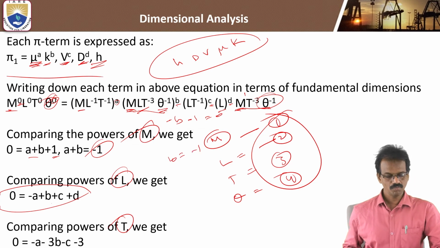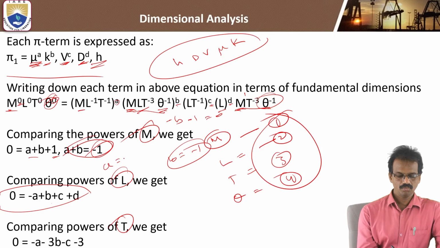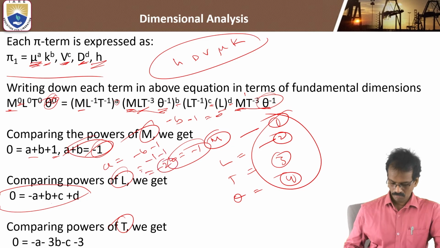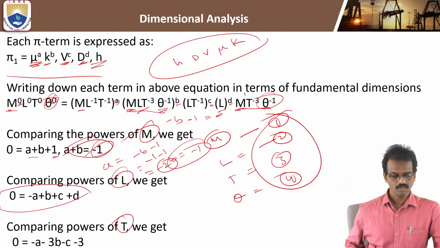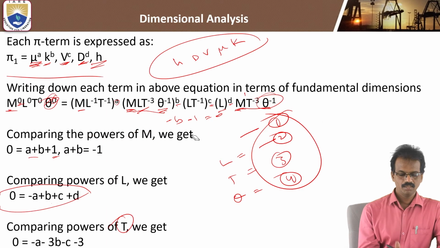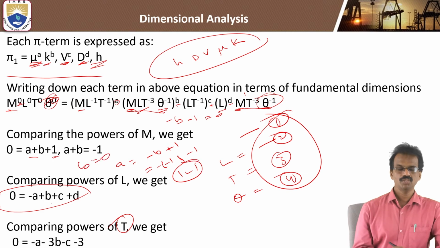If you substitute the b value in this equation, then a is equal to minus b minus 1. So b is equal to minus 1, and minus 1 minus 2. So the a value is equal to minus 2. So b is equal to minus 1. Then a is equal to minus b minus 1. So a is equal to minus of minus 1, minus 1. So plus 1 minus 1, that is 0. So the a value is equal to 0.